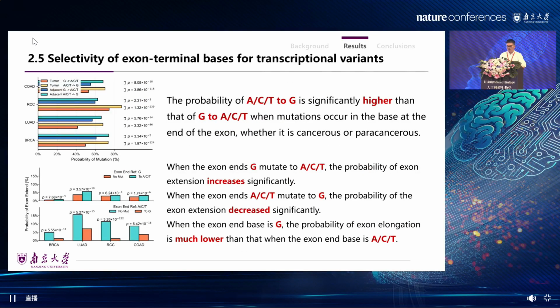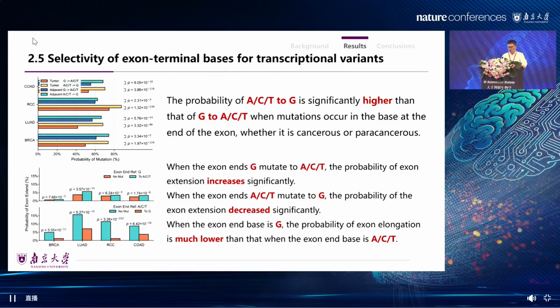This has profound implications for disease. We analyzed SNVs from solid tumor sequence data. We found that when the terminal base is G, the probability of exon extension is very low. But if that G mutates to A, C, or T, the probability of the exon extension increases dramatically. The G anchor is lost, and the splicing machinery makes a mistake.